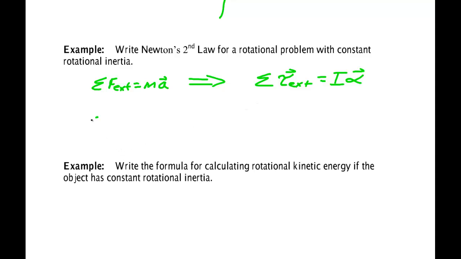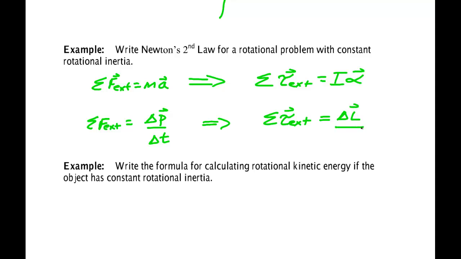We had this thing about the sum of the external forces equal the change in linear momentum over the change in time. Well, the sum of the external torques will be equal to the change in the angular momentum over the change in time. And we can talk about collisions and isolated systems for rotation.